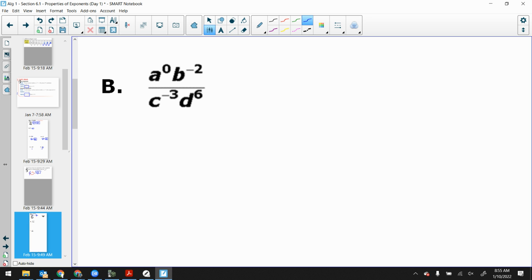So let's take a look here. If you've got this expression, there's a lot of things I need to simplify. Don't you see a lot of negative exponents? Yeah. And there's something that I see right off the bat. A to the 0. What is a to the 0? 1.